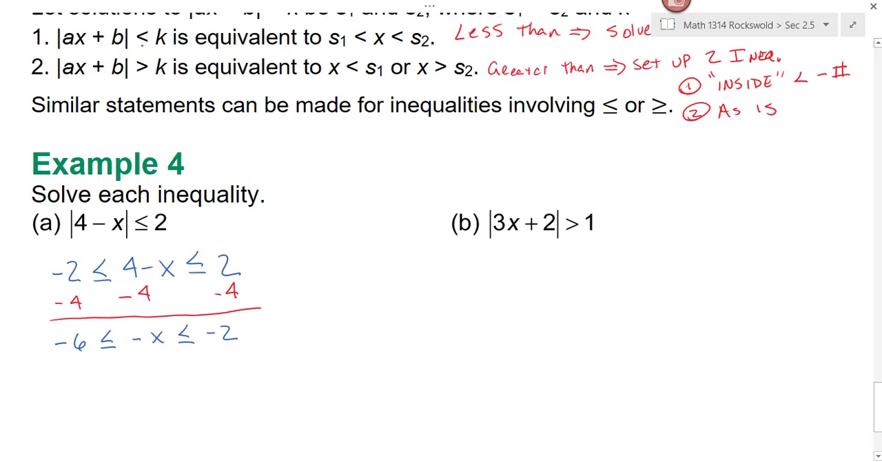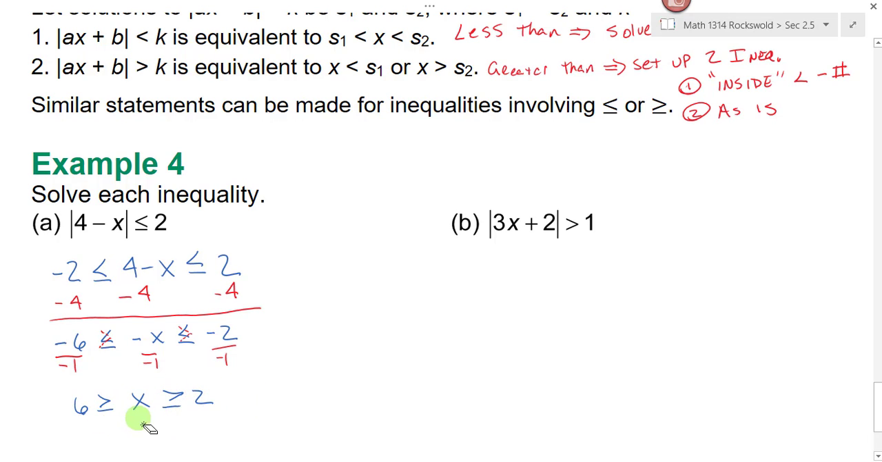How do I get that negative 1 off? Divide by negative 1, but what do I have to remember to do when I divide an inequality by a negative? You've got to flip, so I'll divide all three parts by negative 1, but then I've got to remember to flip this inequality. So what I end up with is 6 is greater than or equal to x is greater than or equal to 2.